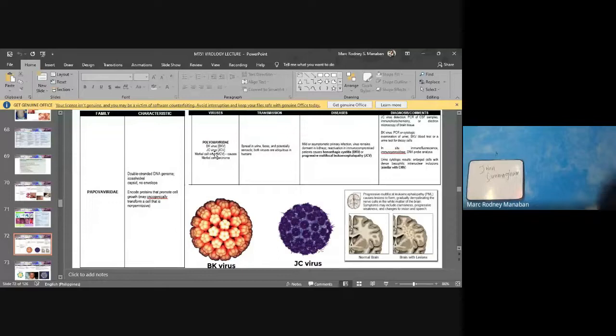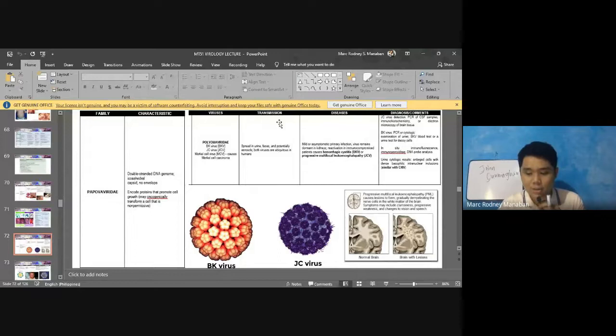And another newly discovered virus is your Merkel cell virus, which causes Merkel cell carcinoma, a type of very aggressive skin cancer. So that's the fifth oncovirus, a virus that can cause cancer. So that's for your Polyomaviridae. Again, transmission is through spread in urine, feces, and aerosols. Both viruses are ubiquitous, meaning they can be found in humans. But again, infections are more severe in the immunocompromised.